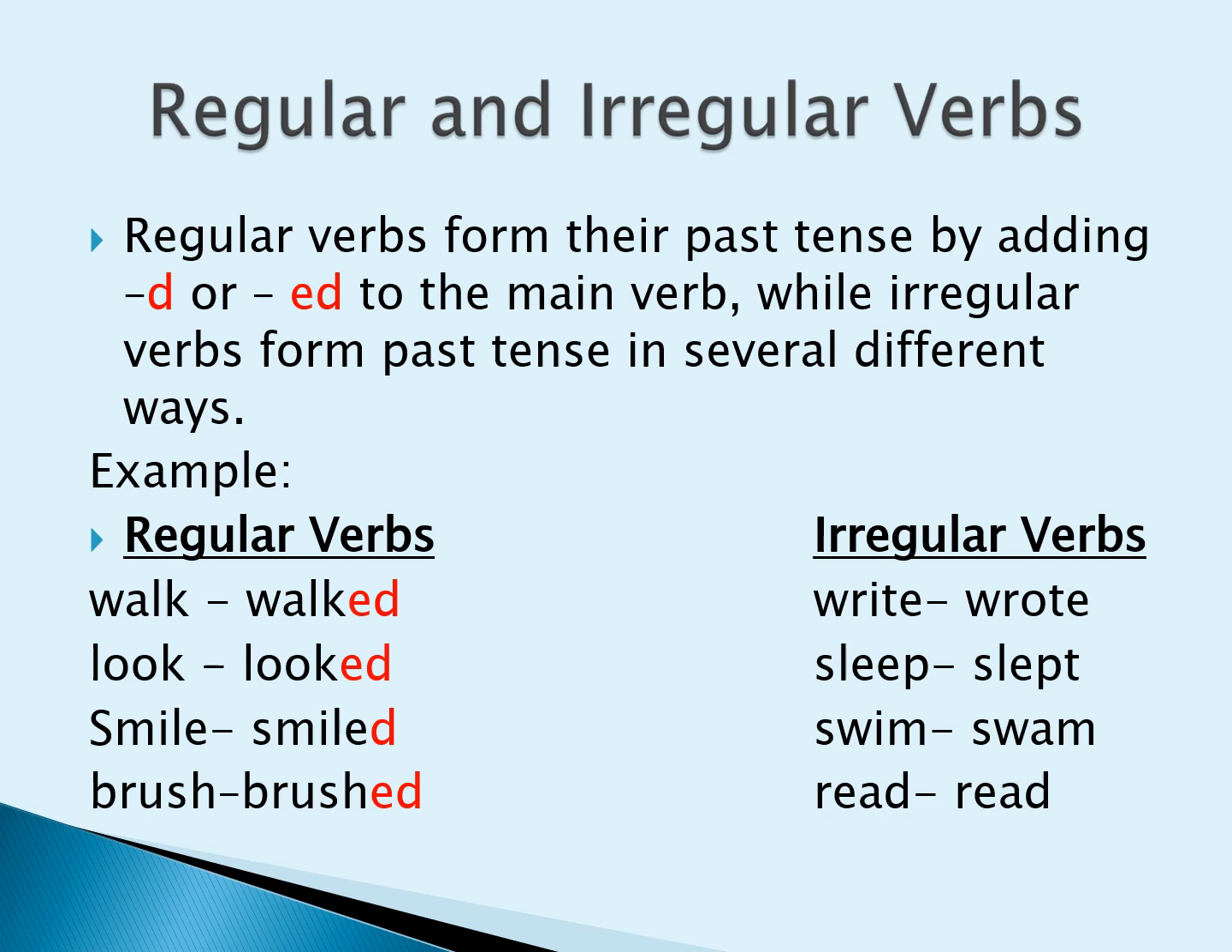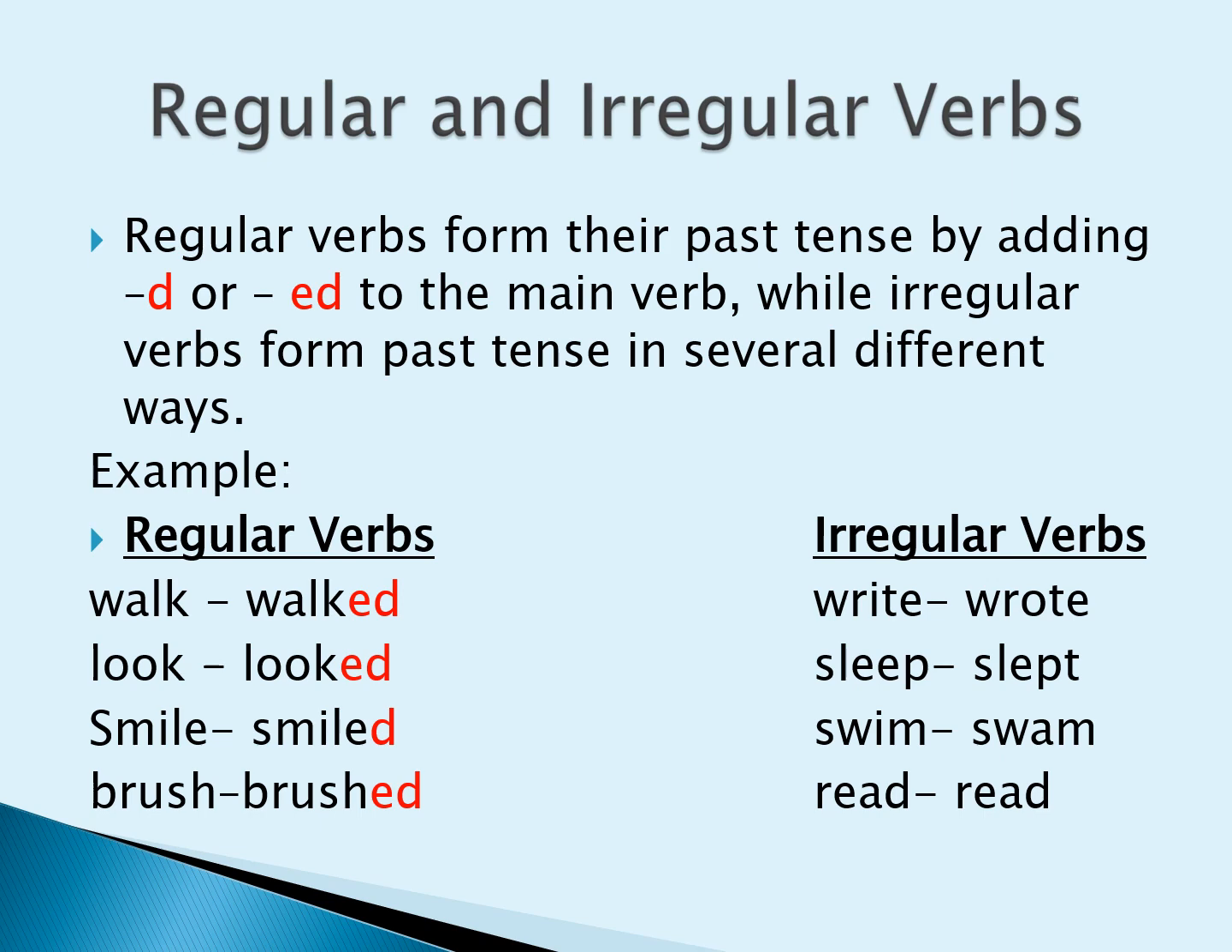To begin our lesson, we will first differentiate between regular and irregular verbs. Regular verbs form their past tense by adding d or ed to the main verb, while irregular verbs form past tense in different ways. For example, let us look at this list of regular verbs. Walk, look, smile, brush. These words form their past tense by adding ed or d to the main verb.